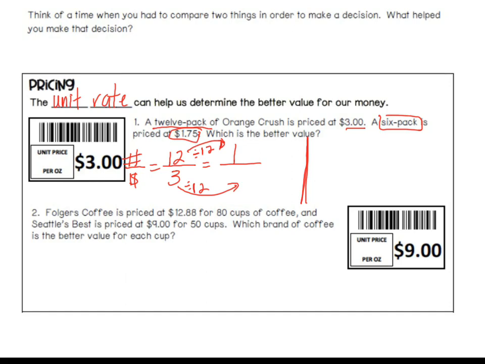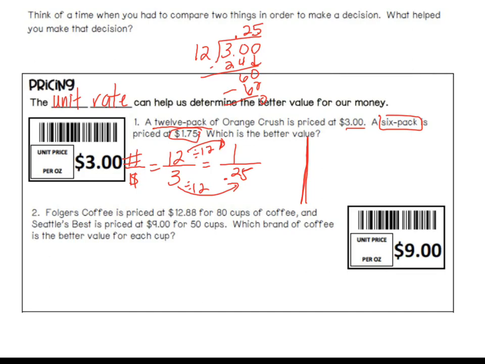So I'm going to do that up here. I'm going to take 3. I'm going to divide by 12. I know I'm going to have to add a decimal and a 0. It will go in twice, which is 24. Subtract, and I have 6 left, so I'm going to keep going. 60 divided by 12 then is 5. So that means that it is going to cost me 25 cents for a can of soda using the 12-pack.